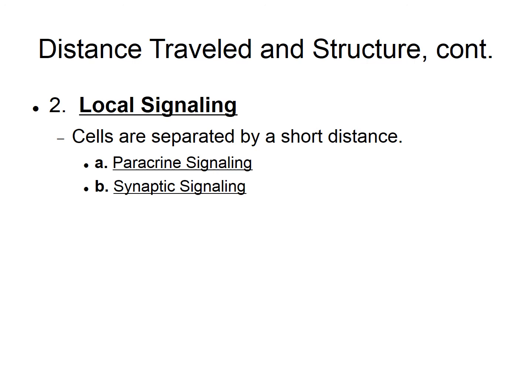The second kind of signaling based on distance is called local signaling. There's two types, which we'll talk about. But local signaling occurs over a short distance between cells. So they're not touching. They're separated by a little distance, but not a very big one.